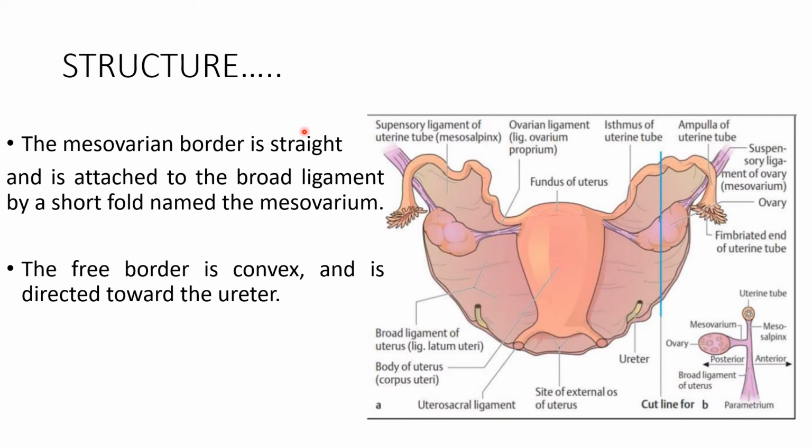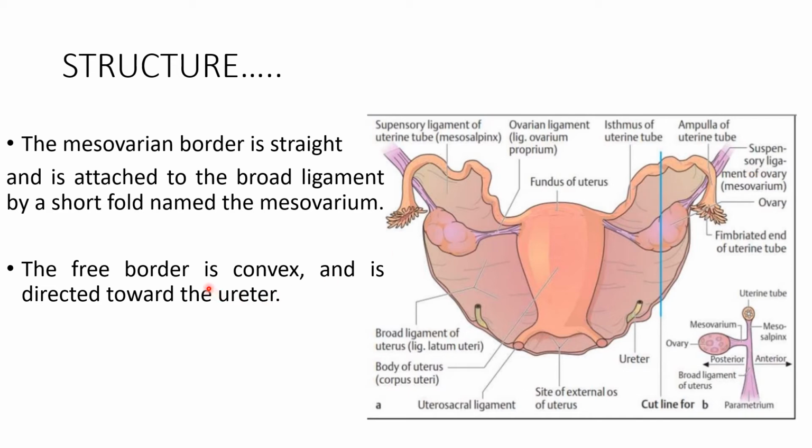In this slide, you can see the borders of the ovary. The ovary has two borders, the mesovarian border and the free border, or the anterior border and posterior border. The mesovarian border is straight and is attached to the broad ligament by a short fold named the mesovarium. Here you can see this is the anterior border or mesovarian border and that is straight. Then it is attached to the broad ligament by a fold of peritoneum called the mesovarium. It is otherwise called the suspensory ligament of the ovary.